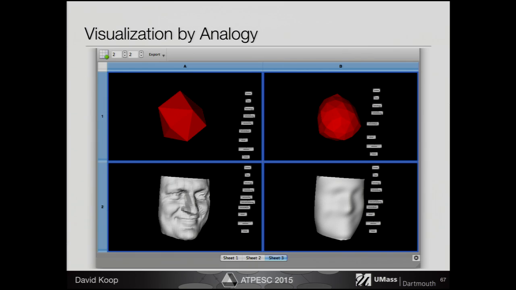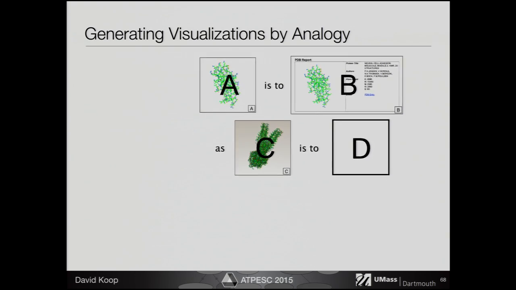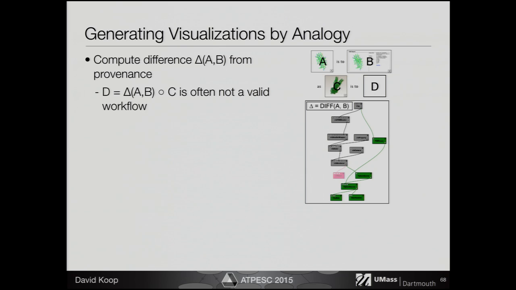And so if I look at the workflows in the top, I can see a correlation for what happened there. And then in the bottom, I can try to make that same change from the left side to the right side. This is called analogies. Similar to your SAT analogies, A is to B as C is to, you fill that in based on the relationship of A and B. And the relationship from A to B is determined by looking at the difference between the first two workflows, which we have from the evolution provenance.